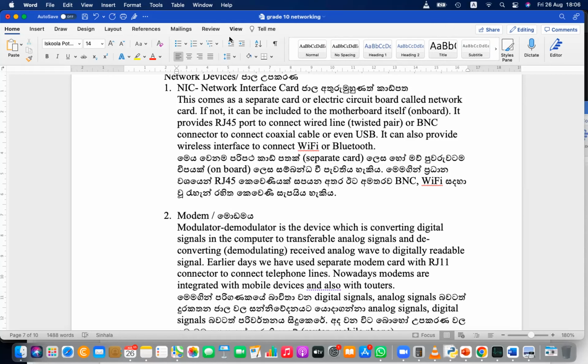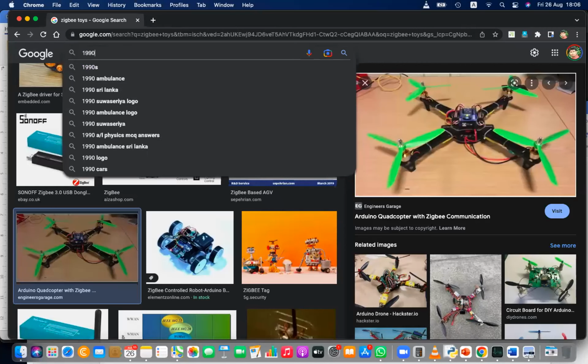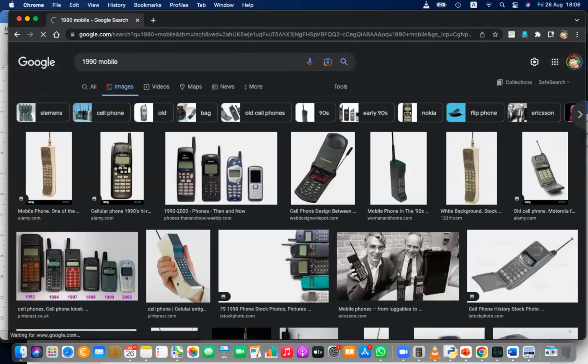Okay, this one, please watch the video, otherwise you will miss an important part. Okay, then we didn't have smartphone facilities in the 1990s. So these were the mobiles. In the 1990s, these were the mobile phones you can see.